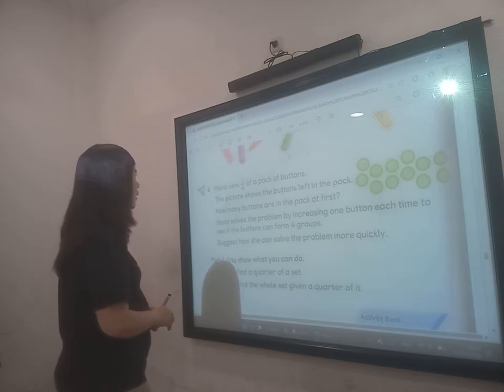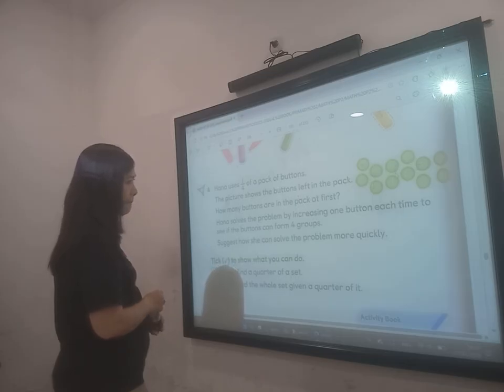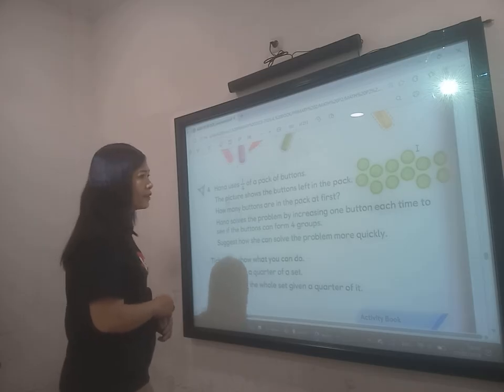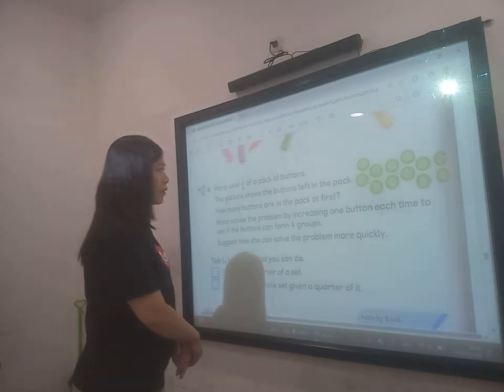Okay, let me just explain to you, miss. Hannah uses 1/4 of a pack of buttons, so she already used 1/4. And the things that are left in the pack are these buttons. 1, 2, 3, 4. The one that you counted before is 12. This is what is left in the pack. So these buttons represent 3/4.